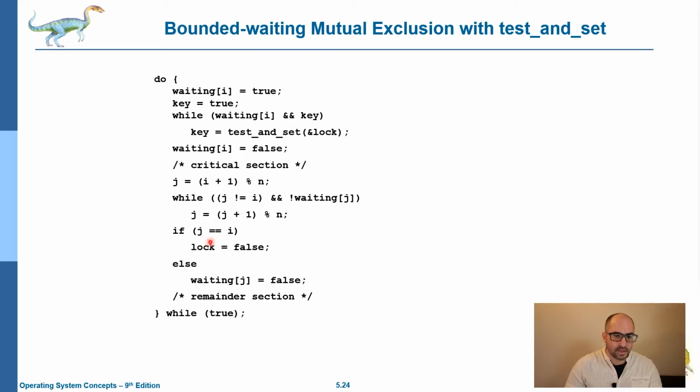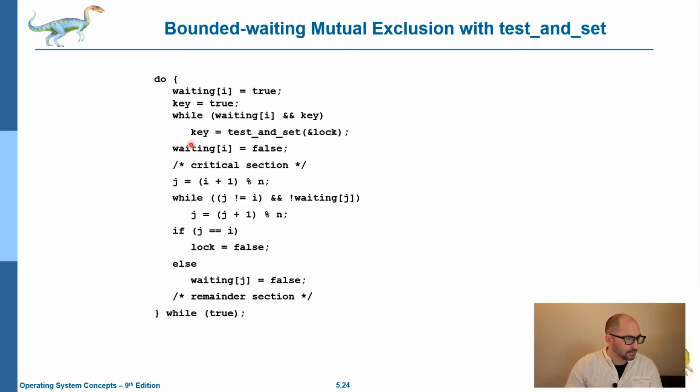Otherwise, if it did find another process waiting for the lock, it lets that process have the lock and sets its waiting to false. So as process j was waiting for the lock, running this test over and over again, by setting j's waiting to false, the while condition fails, and it begins to execute the critical section, then finds the next process waiting, sets its waiting to false, or just sets the lock to being open.